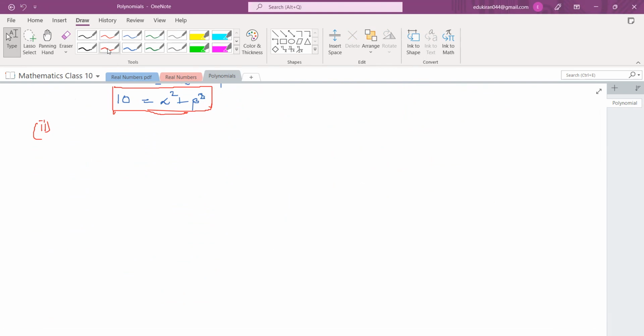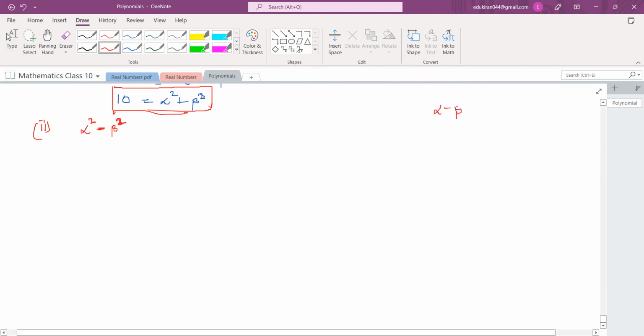Now second. For the same polynomial, you have to find the value of alpha square minus beta square. Now who will tell me how can I find it? Ma'am, a minus b the whole square. No, because if I do this, alpha minus beta whole square, I'll get alpha square plus beta square minus 2 alpha beta. But I want alpha square minus beta square, so this minus sign I'm not getting here. What can I do?